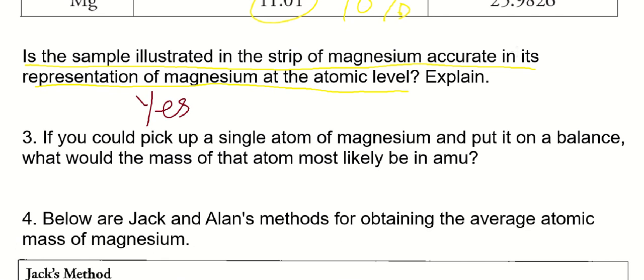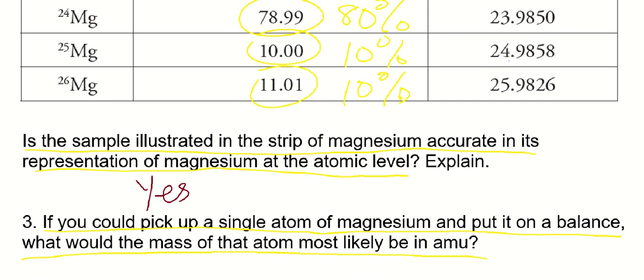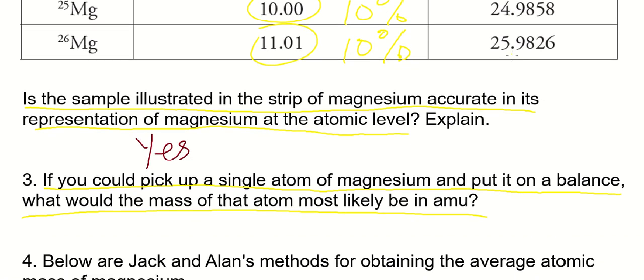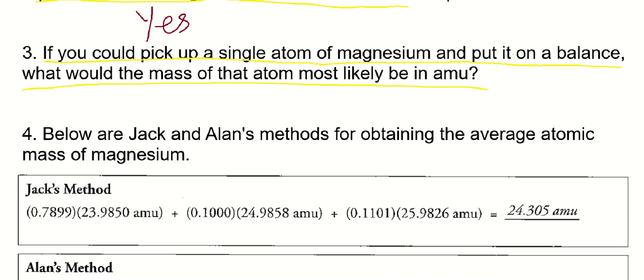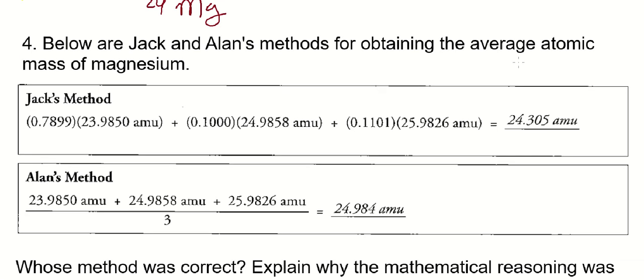All right, number 3. If you could pick up a single atom of magnesium and put it on a balance, what would the mass of that atom most likely be in AMU? This is probability. Since you have more magnesium 24s than any other isotope, you are most likely to pick up magnesium 24, because you have an 80% chance of doing that and 10% chance of picking up the other in our sample.